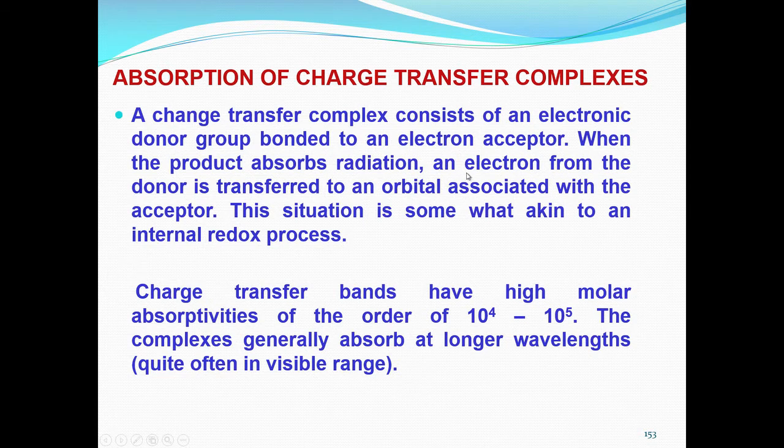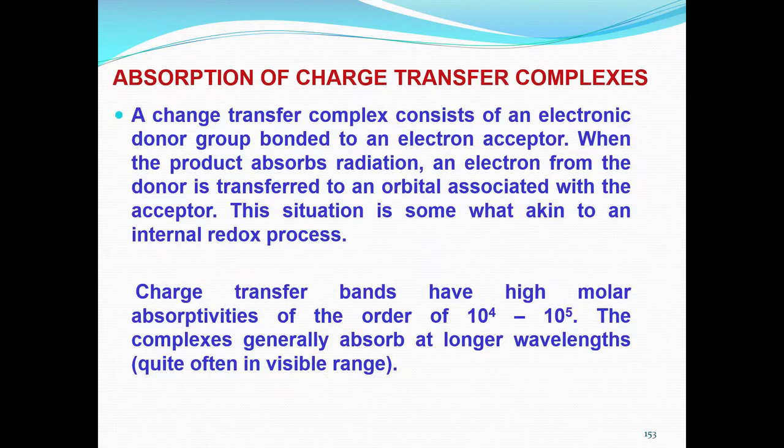So, there is a donor atom, donor functional group, and there is an acceptor functional group. What happens here is when the product absorbs radiation, that is if I allow the light to fall on the material, then only the transition takes place. So, the compound becomes colored only when the electrons are transferred. It may be just routine regular sunlight, or it may be specific wavelength radiation also.